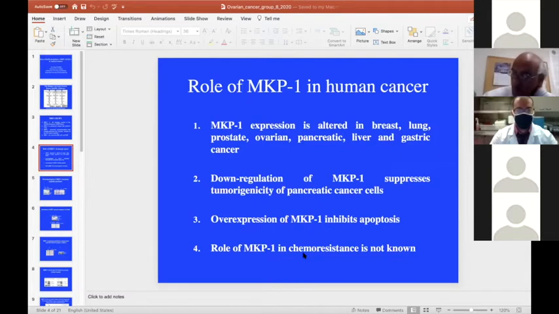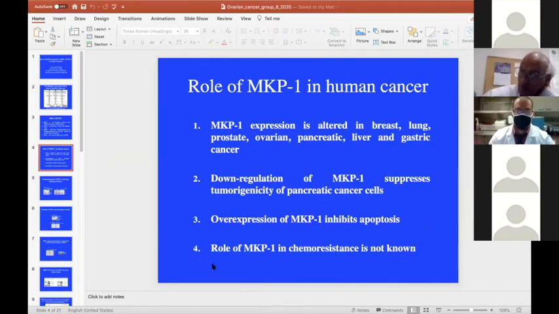As for the role of MKP1 in cancers when we started this project about 10 years ago, it was shown that MKP1 expression is altered in a number of cancers, including breast, ovarian, and the one I'm going to talk about today. I say altered because in some cancers it is overexpressed and in some it is downregulated, but most cancers overexpress MKP1. In pancreatic cancer models, if you downregulate MKP1, you can suppress tumorigenicity, and when MKP1 is overexpressed, it inhibits apoptosis.